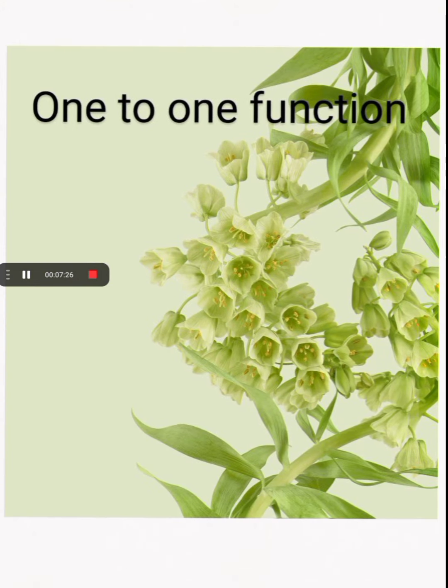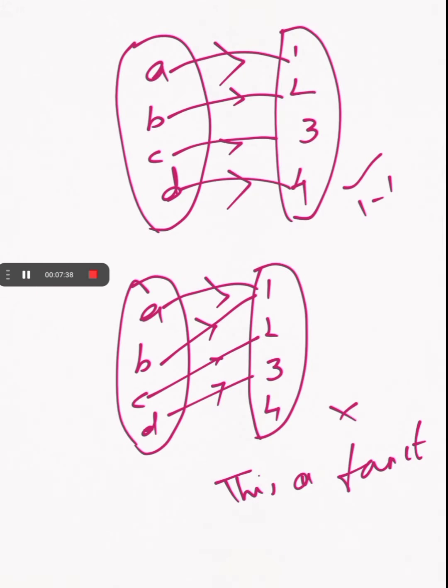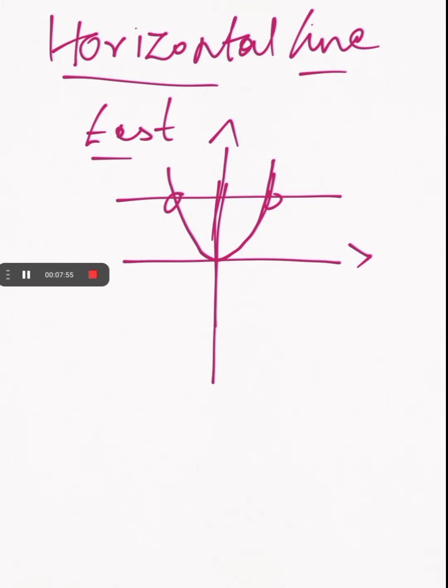First, one-to-one function is nothing but a function where one input gives one unique output. The unique is very important here. Only different outputs will be gained. Okay. I will draw an arrow diagram. The first arrow diagram is a one-to-one function. This is a function, but it's not a one-to-one function because it doesn't have a unique output, right?